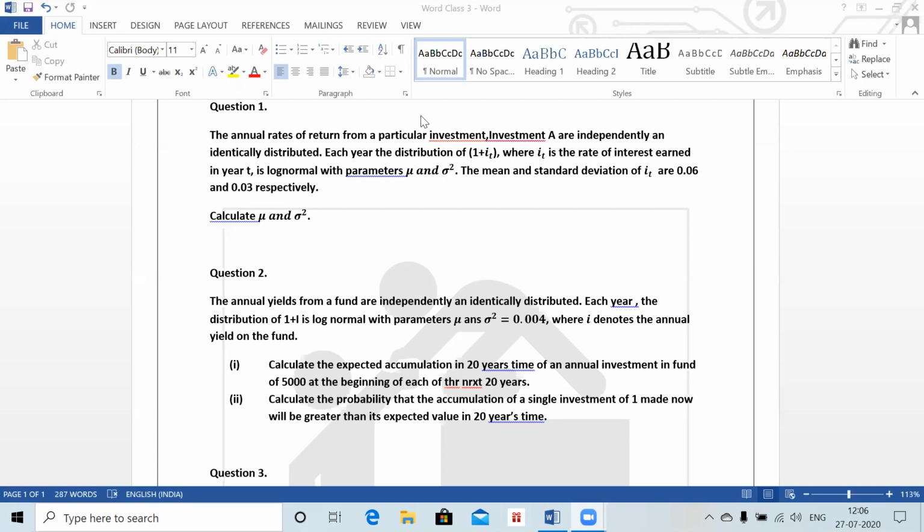The annual rate of return from a particular investment A are independently and identically distributed. Each year the distribution of 1 plus IT, where IT is the rate of interest earned in year T, is log normal with parameters mu and sigma square. The mean and standard deviation of IT are 0.06 and 0.03 respectively. Calculate mu and sigma square.